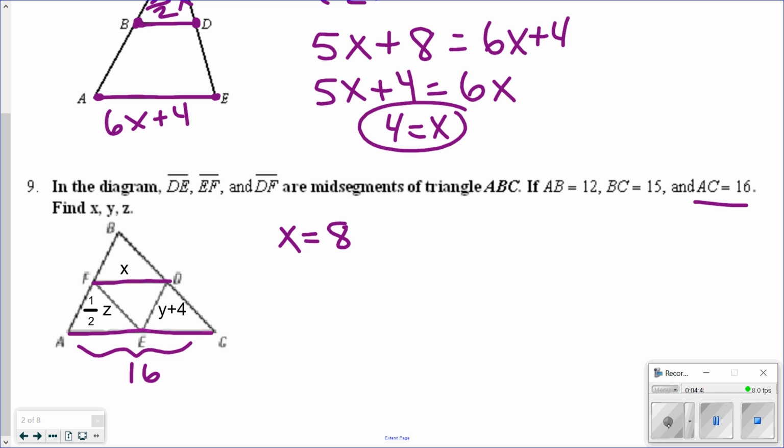Next, let's solve for y. y is in this midsegment here, y plus 4, and the third side that is parallel to that midsegment would be AB. If I look here, I know that AB is equal to 12.